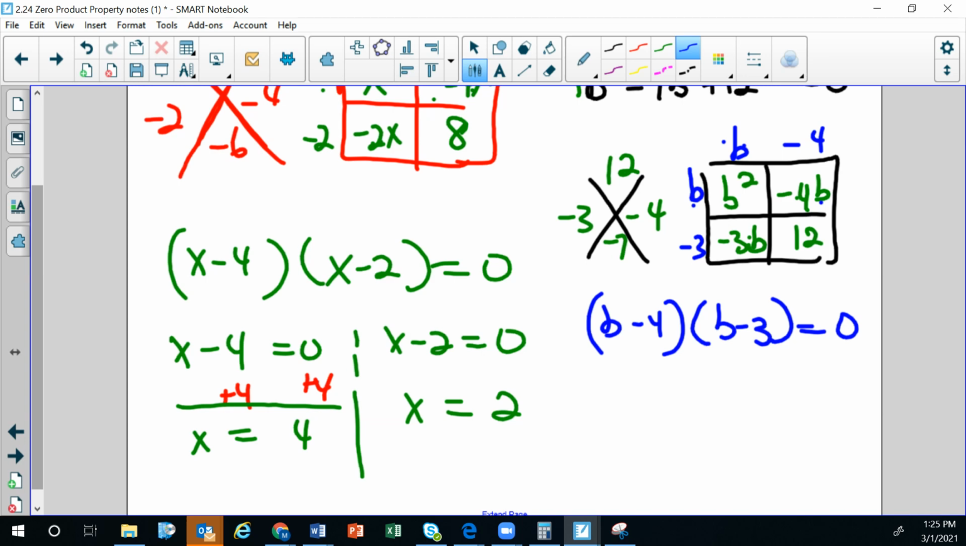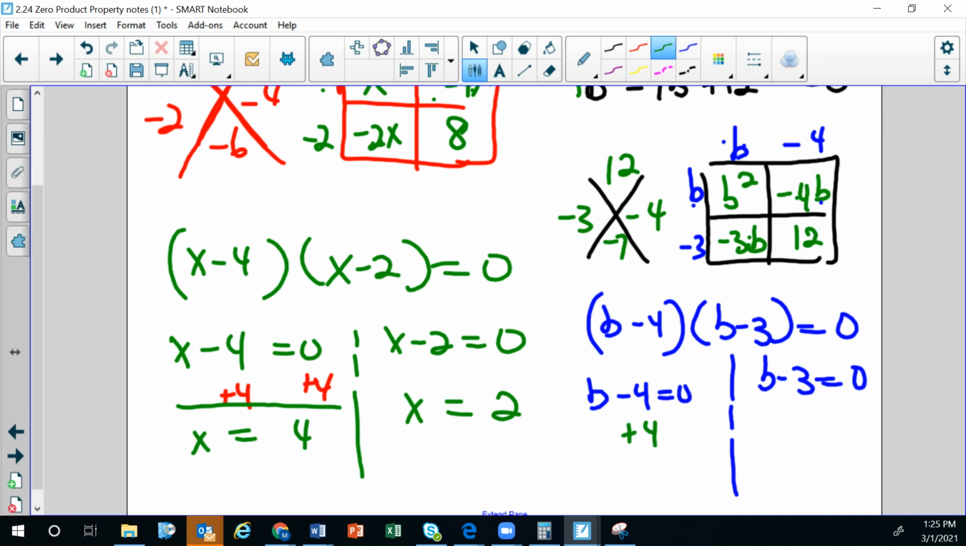Okay. And so to find the variables now, I'm going to set each factor to 0. Therefore, I'm going to have b minus 4 equals 0, and b minus 3 equals 0. I'm going to add 4 to both sides of the equation, and when I do that, that gives me b is equal to 4. Similarly, on the other side, I'm going to add 3 to both sides of the equation, and that would give me b is equal to 3. So those are my solutions to the equation.